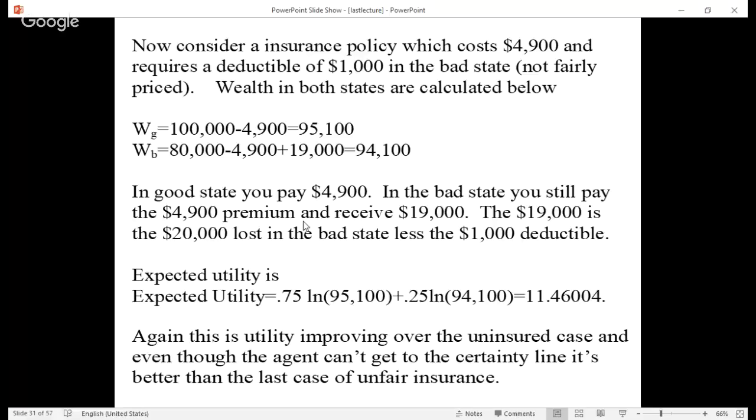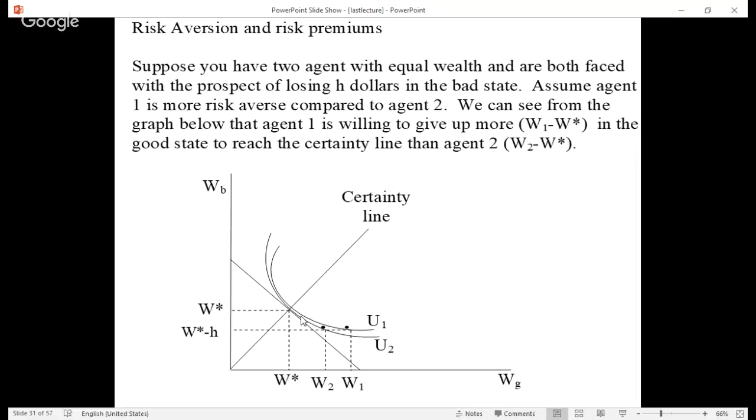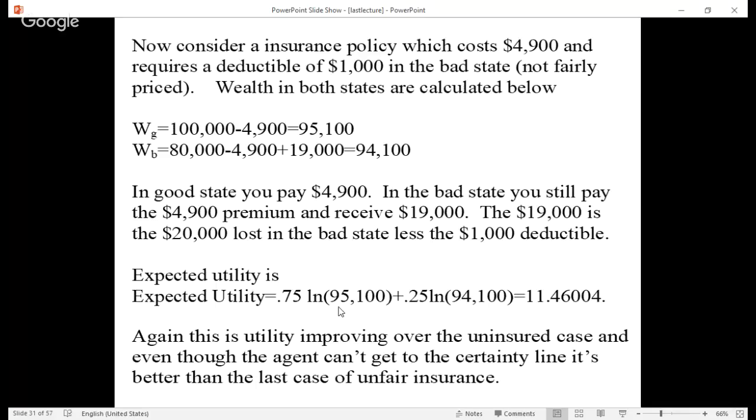So in this case, my expected utility is 0.75 times the natural log of $95,100 plus 0.25 times the natural log of $94,100, or 11.46. Now, this isn't as good as fair insurance, but it's better than the unfair insurance, and it's better than the uninsured case.